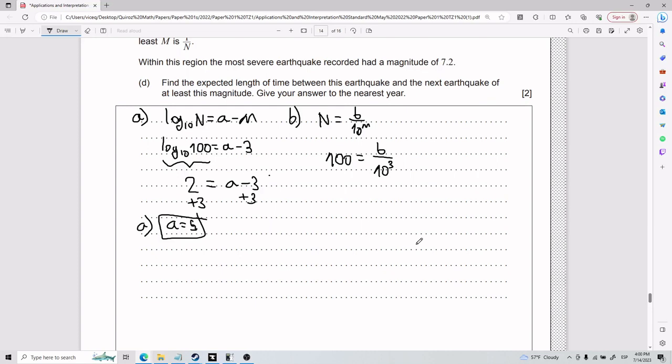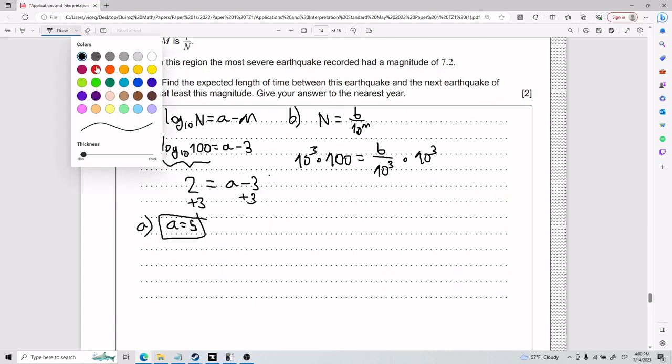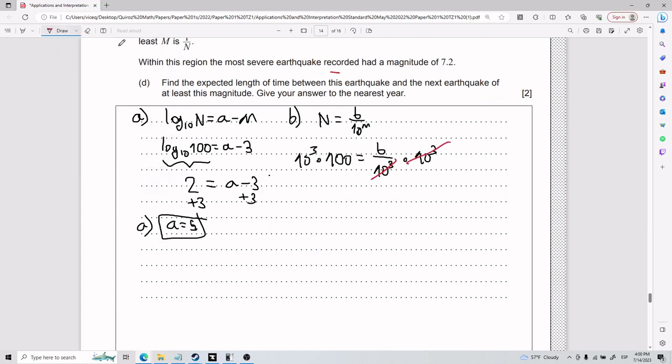It's the inverse operation. What is bothering b? Something's being divided. What is the opposite of divide? You multiply. Multiply by 10 to the power of 3 on both sides. What does this do? Bada bim, bada boom, that goes away. I end up with b alone. B equals 10 to the power of 3 times 100.